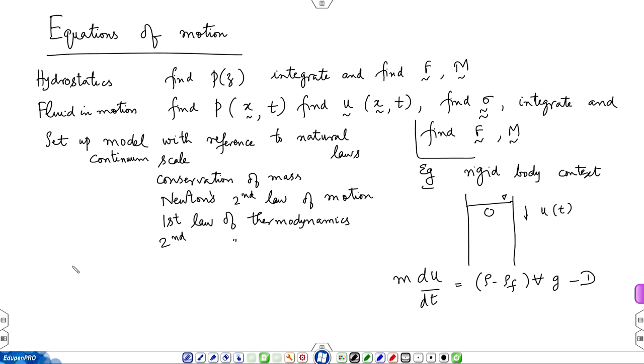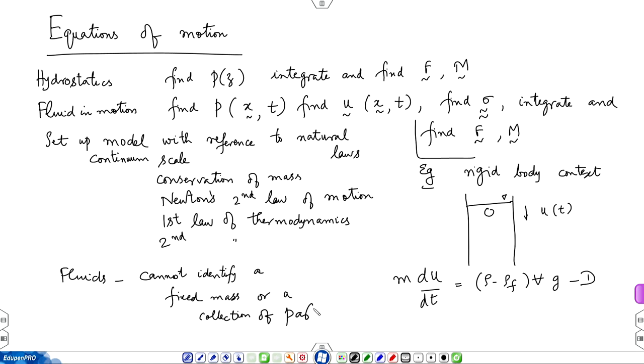So, let me summarize by saying that in fluids we cannot identify a fixed mass or a collection of particles of known mass.